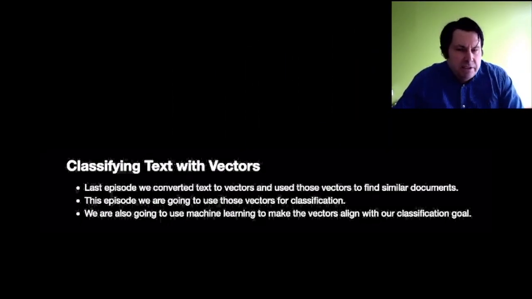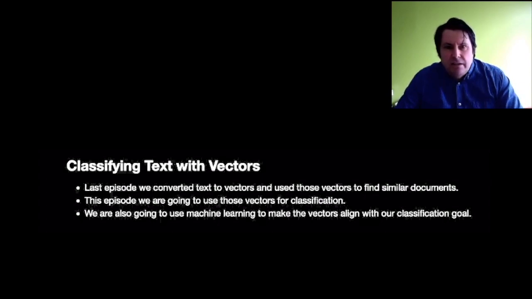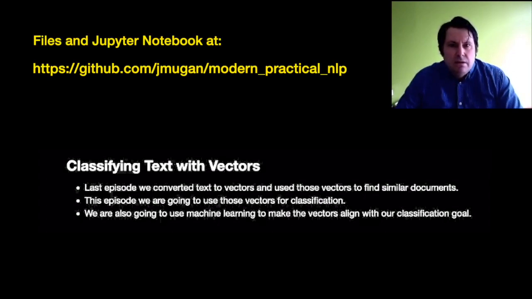All right, here we are once again. So we are doing text classification today. Last time we created vectors for text, and then we were able to use those vectors to find similar documents. So if you created a vector for a document and a vector for all your other documents, you put them in vector space, and then you can use Euclidean or cosine distance to find the similar ones. So that's what we did.